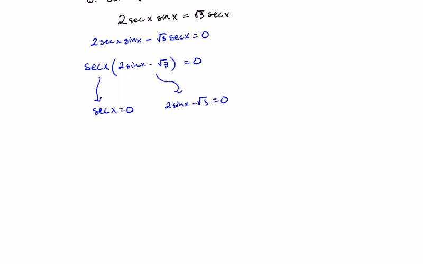So if the secant of x equals 0, let's think about it in terms of cosine. If the secant is 0, we can make this a fraction and flip it. So then the cosine of x is equivalent to 1 over 0. And what's 1 over 0? You got it. It's undefined. And is it ever possible for cosine to be undefined?